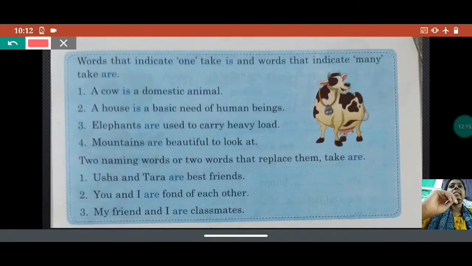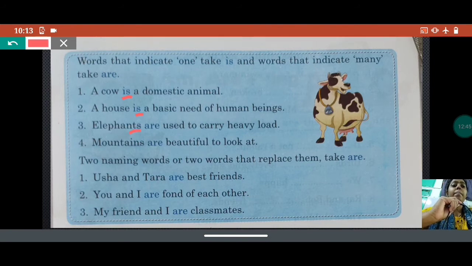Now students, let us see on page number 39. It is written, words that indicate one take is, and words that indicate many take are. I have already told you that is used with singular nouns, are is always used with plural nouns. For example, number 1. A cow is a domestic animal. A house is a basic need for human beings.